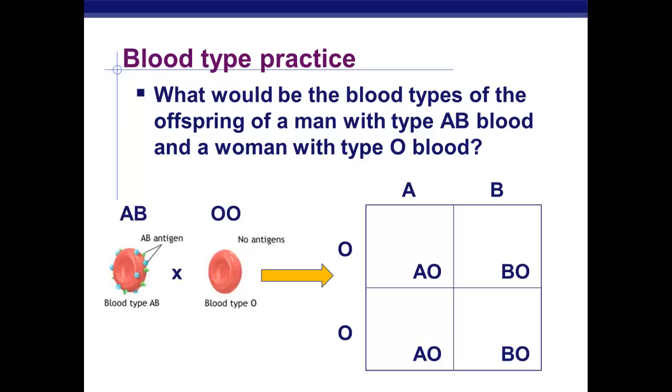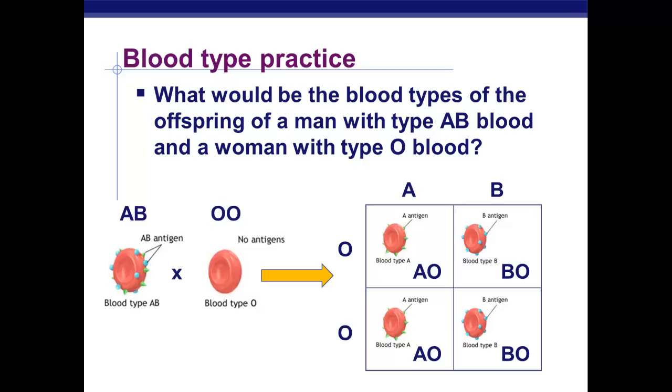Now, the AO offspring will have A antigens on their blood, so they will be blood type A, because they are making A antigens. Even though they do have one gene that's not making any antigens at all, they still have another gene on their other homologous chromosome that's making A antigens. So both of our AO offspring are going to have A blood type and be making A antigens. Our BO offspring are both going to have B blood type. So half of their children will have A blood type and half of their children will have B blood type.